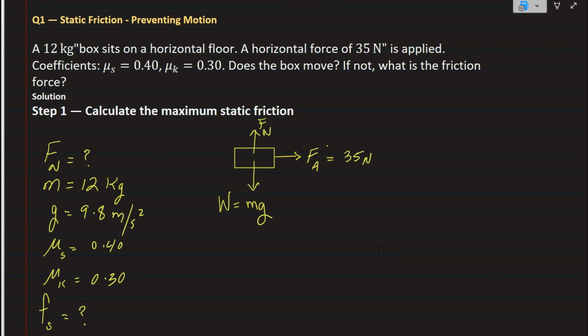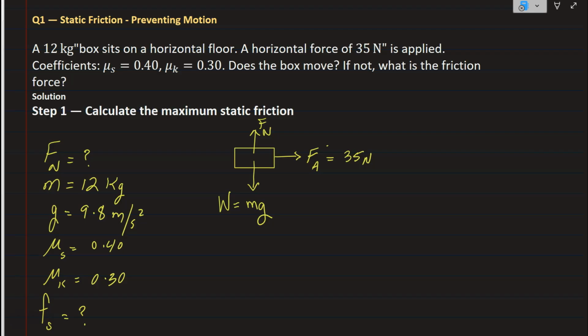Here's the first question. We have a 12 kg box that sits on a horizontal floor. A horizontal force of 35 newtons is applied. Coefficient of static friction is 0.4. Coefficient of kinetic friction is 0.3. Does the box move? If not, what is the friction force? And then we're going to go through the solution.